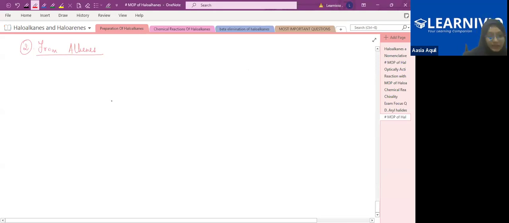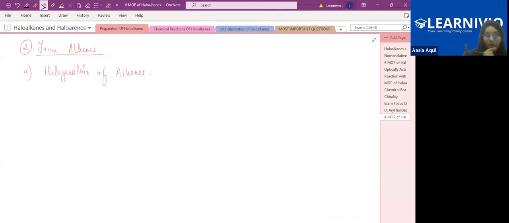Okay, so the first one is the halogenation of alkenes. By the halogenation reaction of alkenes, we can prepare a corresponding alkyl halide. Now, suppose, for example, let's take a simple alkene.